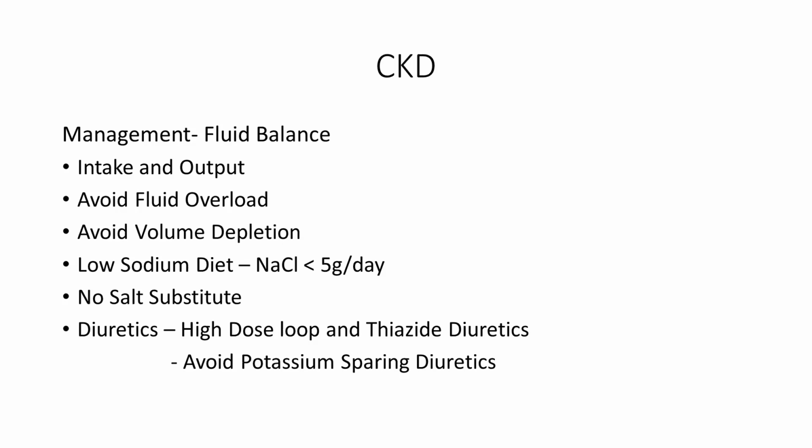You have to use diuretics. Usually loop diuretics and thiazide diuretics are used, and usually they are used in heavy doses because the kidneys are already damaged. You have to use large doses of loop diuretics so as to encourage patients to pass an adequate amount of urine. One should always avoid potassium-sparing diuretics in patients with chronic kidney disease.